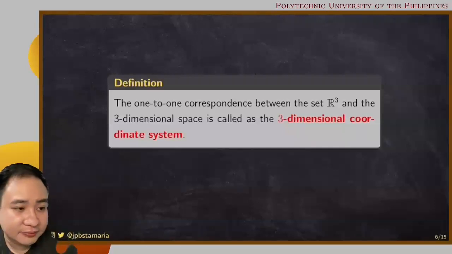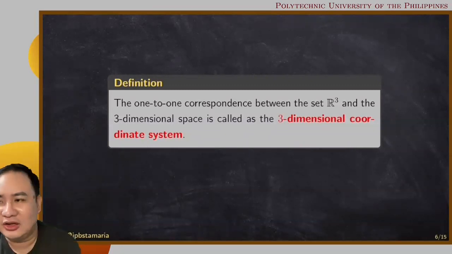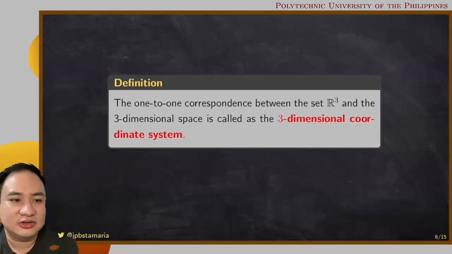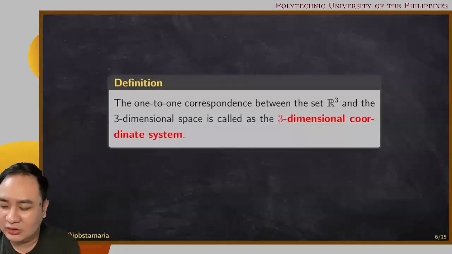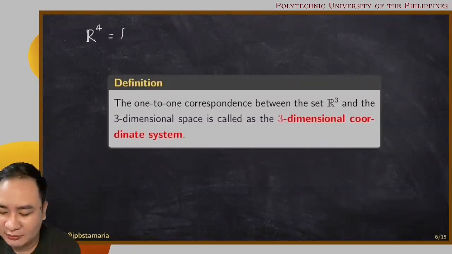So you might want to ask, sir, meron bang four-dimensional coordinate system? Technically, yes. But if you want me to draw four spatial dimensions, it might be hard kasi our brains can only perceive up to 3 dimensions, that's what our brain is trained to perceive. Pero kung tatanungin niyo si sir, meron bang 4-dimensional na space? Yes, meron. Yun yung R4 na tinatawag. Ang R4 naman, ang laman nito, mga ordered quadruples.